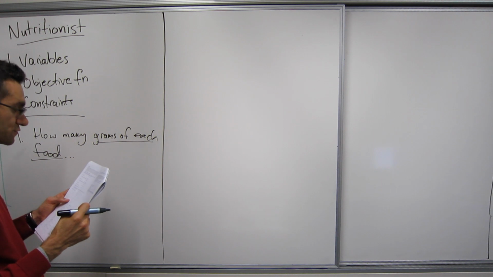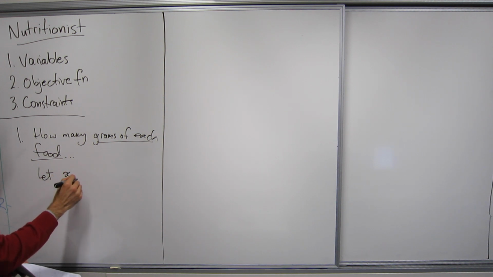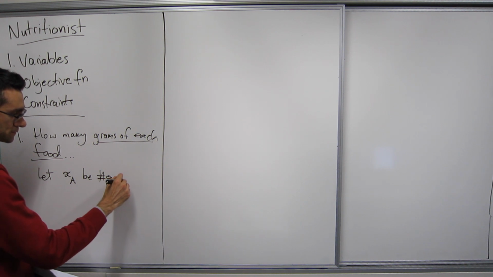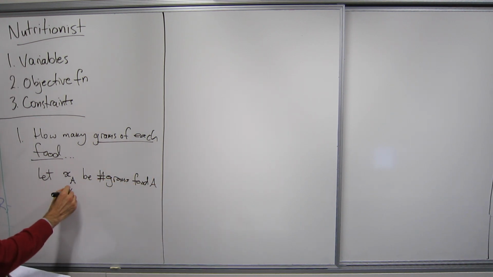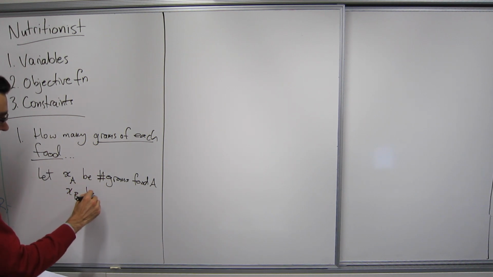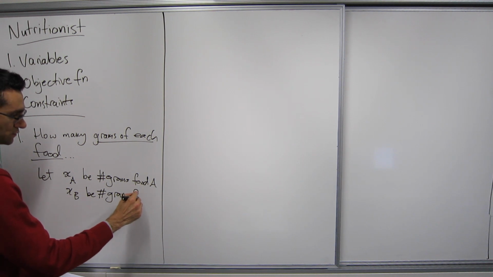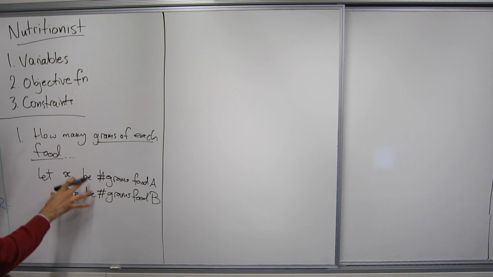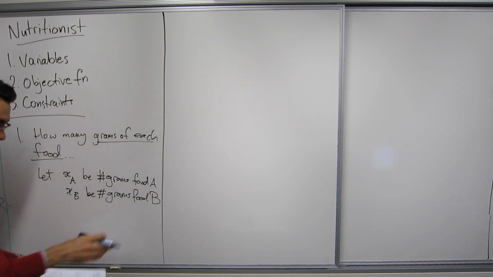So there are two foods, A and B, so we're going to say let XA be the number of grams of food A, XB be the number of grams of food B. So these are our variables, and our objective function will be a function of these variables.